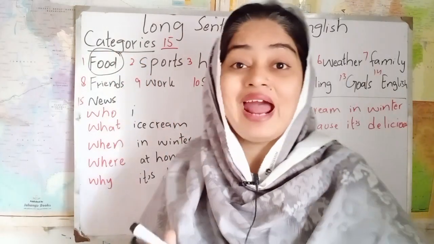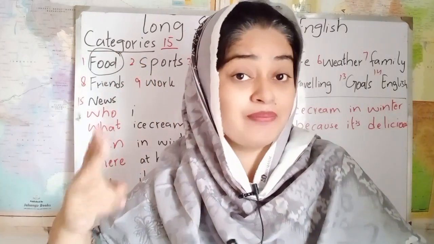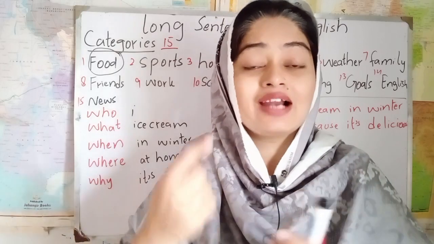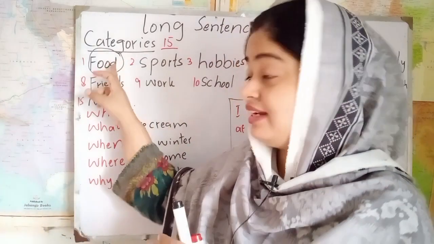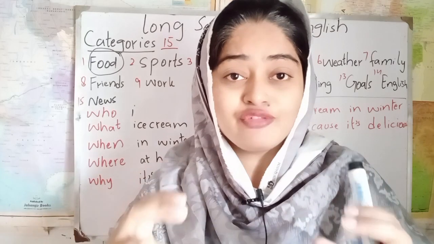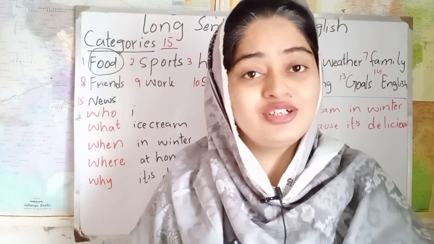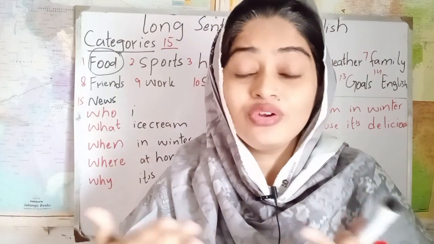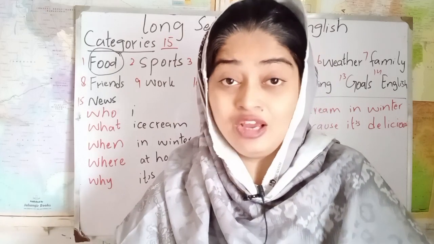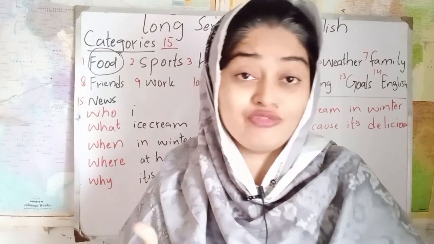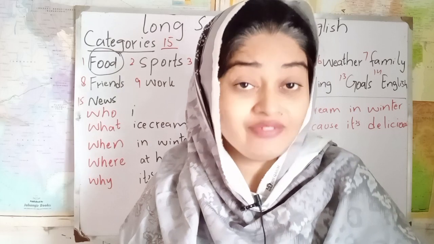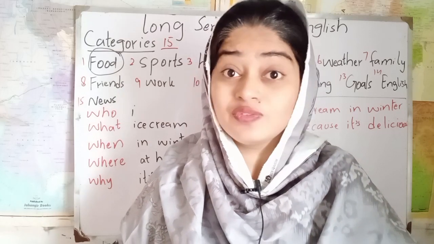How can we add details? Now the next step, number 2, is to select one category. Number 1 category is food. We have to give details to food. And how can we add details? We can add details with the help of the 5 W's. And what are those 5 W's?